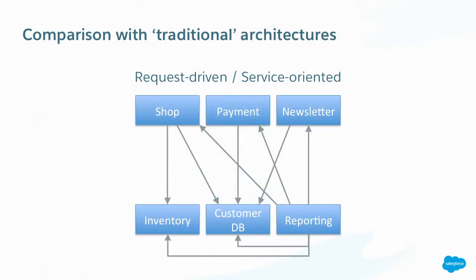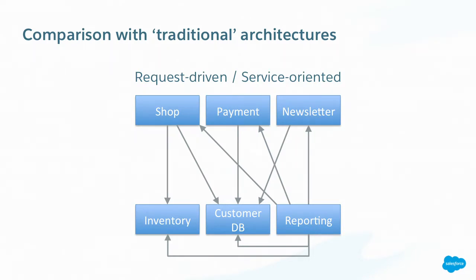So how does this compare to a traditional request-driven or service-oriented architecture? This is a diagram, an example I took online from a shop, so it's an e-commerce solution, really basic. And the idea is that it's decoupled into several services. All of these services rely on each other. They have interdependencies. For example, the customer database is the central element in this architecture. The shop, the payment, newsletter, and reporting services all rely on the customer database. They all have tight coupling with this particular service.